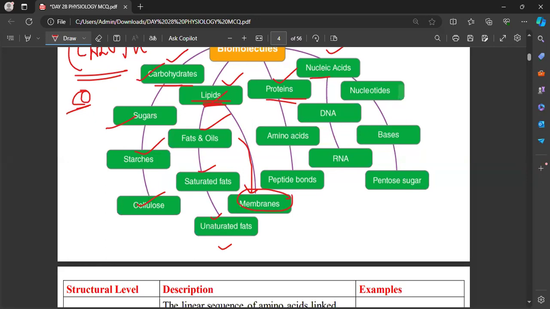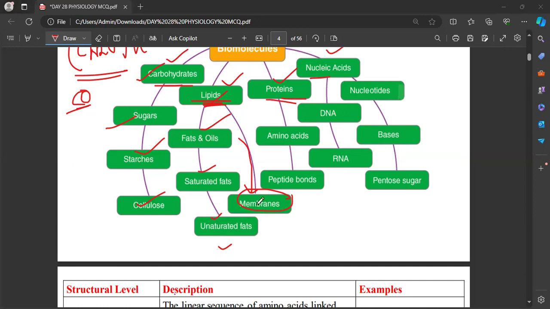Now, proteins. We know that proteins are the building blocks of matter. Am I audible to you? Everything is perfect, right? Is there any problem? Okay, I'm sorry. Okay, fine.